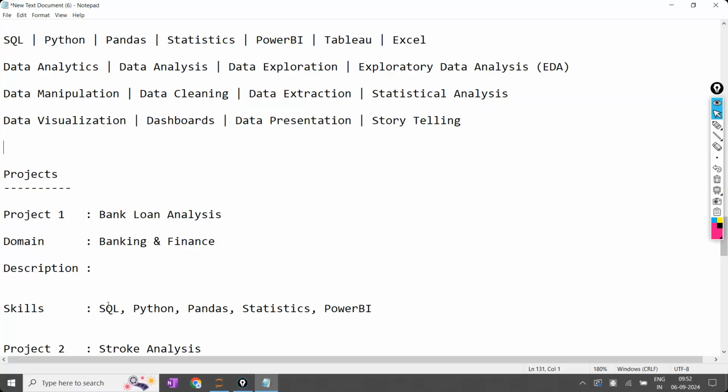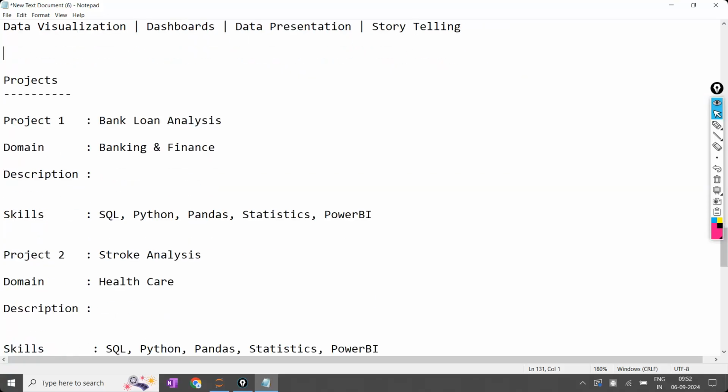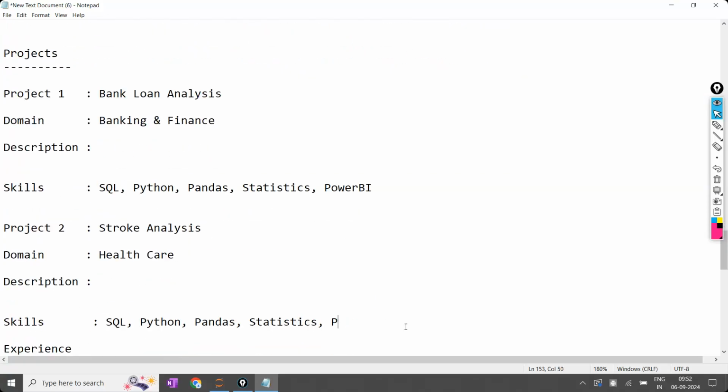And what are the skills you have applied on this? You are going to write that. One of them is going to include SQL, Python, statistics with Power BI. One of them you are going to include with Tableau. So one project should include this, and one project should include this one. Like this, we have to write 2 projects, minimum 2 projects.